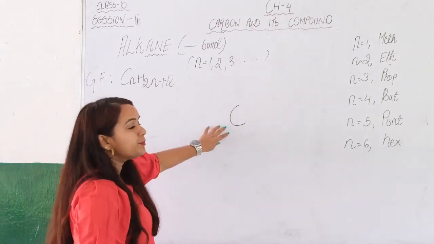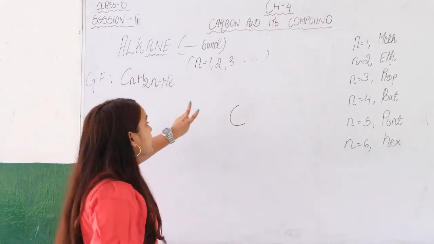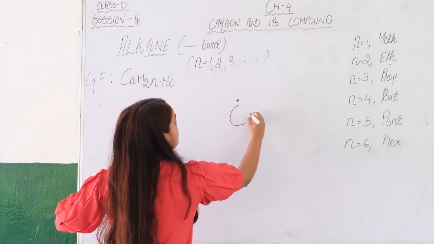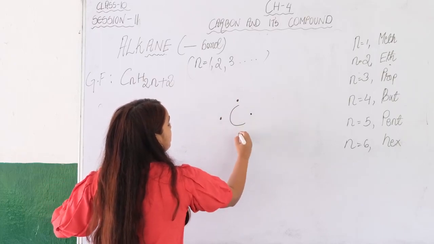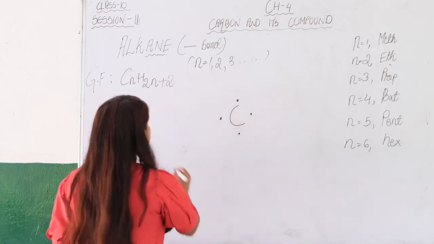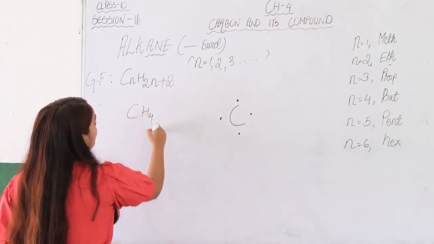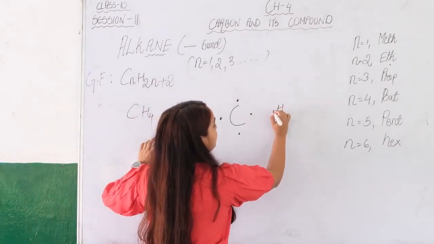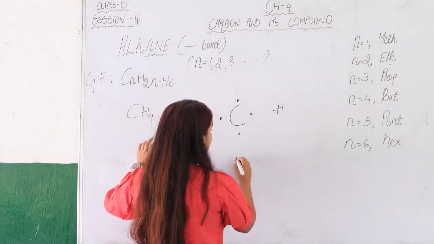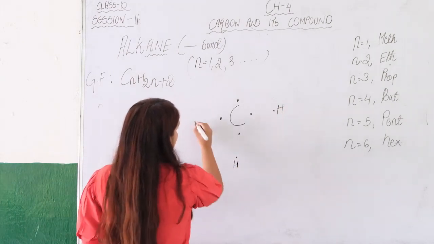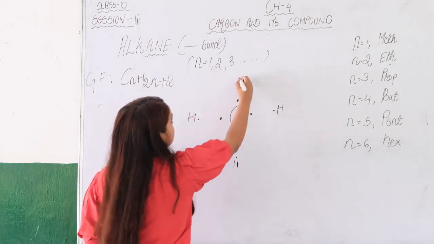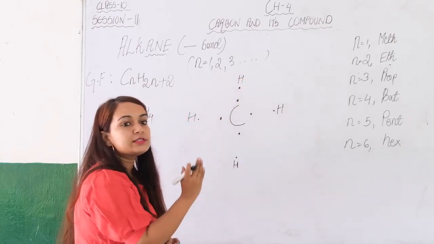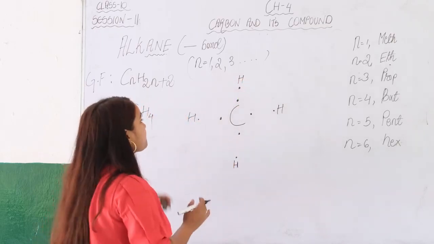We know that carbon has 4 valence electrons, that means 1, 2, 3, 4. And since the formula is CH4, we will have 4 hydrogens. So one hydrogen here will be placed in such a way that we can easily draw the bonding. Since we are putting the dots, this is known as a Lewis dot structure.